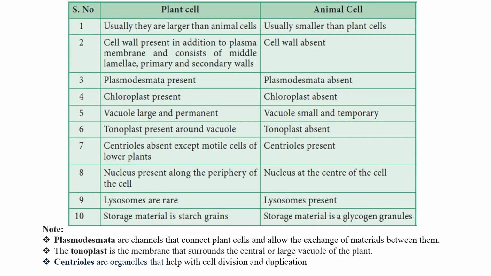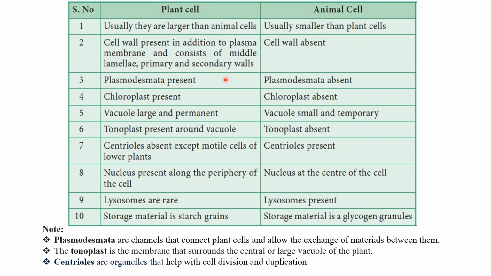So mainly going into detail with the cell organelles. Let's differentiate between plant cells and animal cells. Which are all the organelles which are absent in the plant cell and what may be the differences. So plant cells are usually larger than animal cells. These animal cells are comparatively smaller than plant cells.